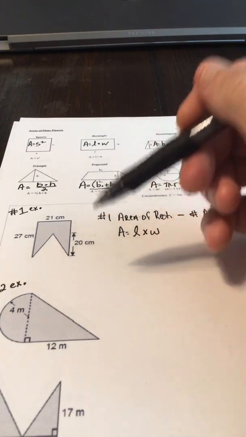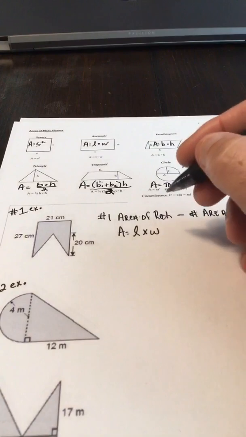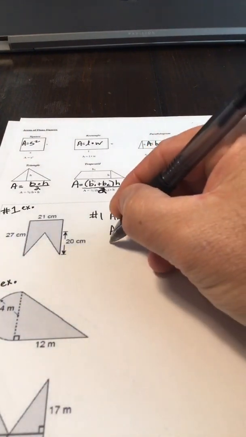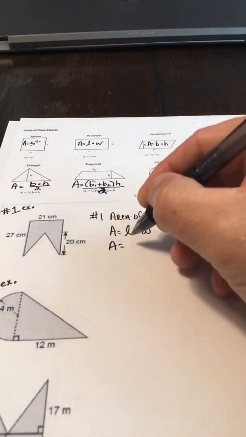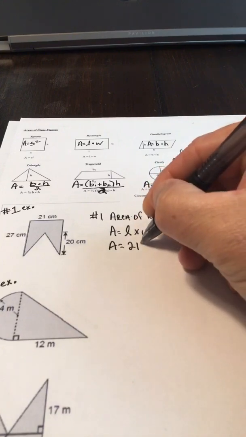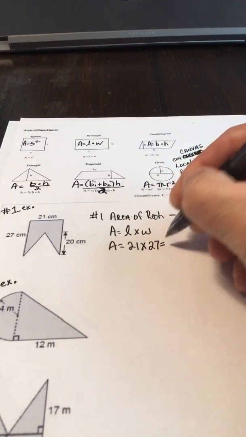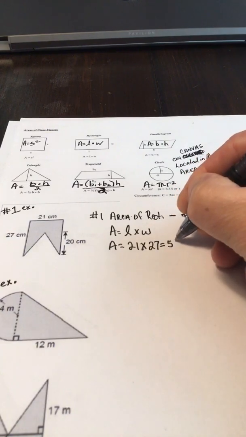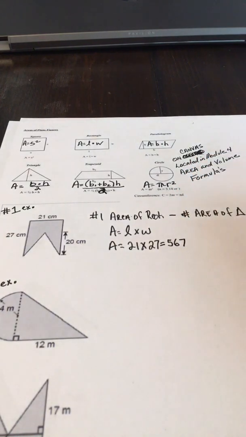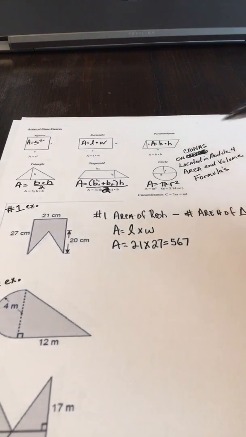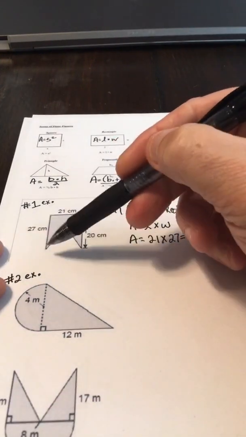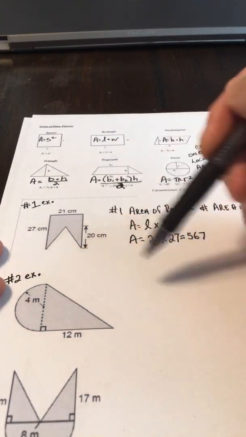So what I need to do is multiply. I multiply 21 times 27, and that gives me 567. Now that is the area of that total rectangle.